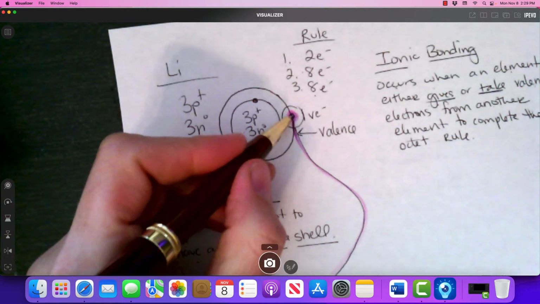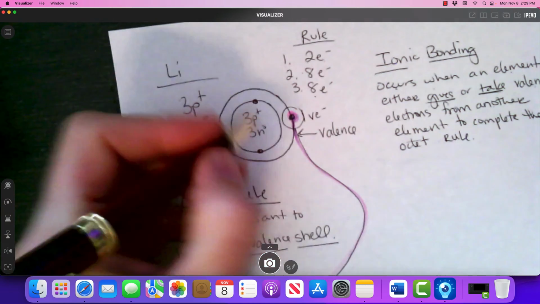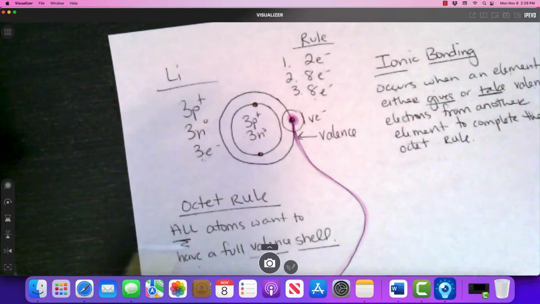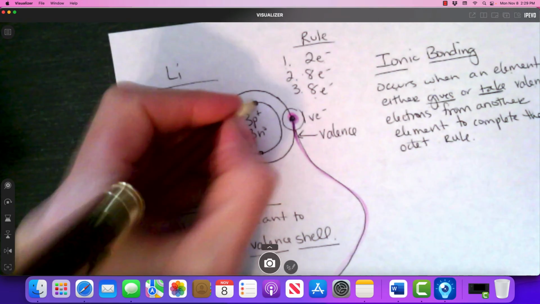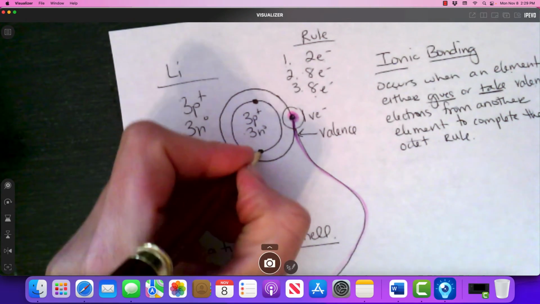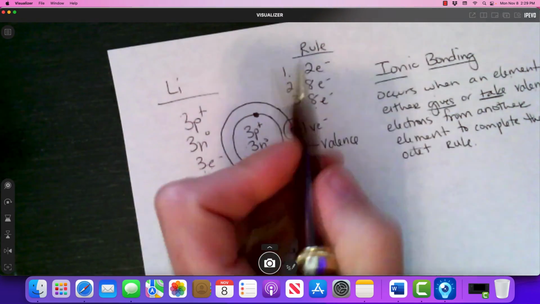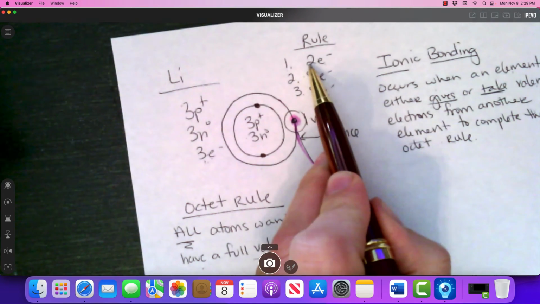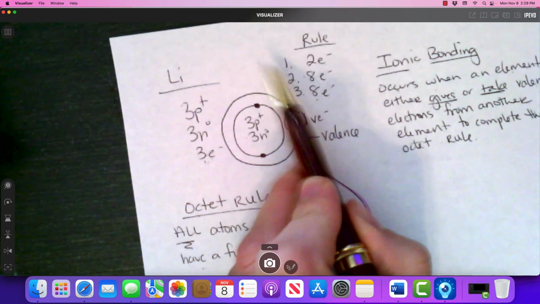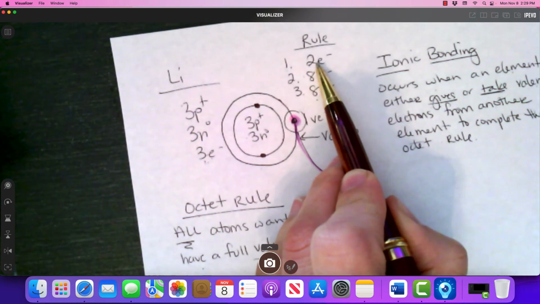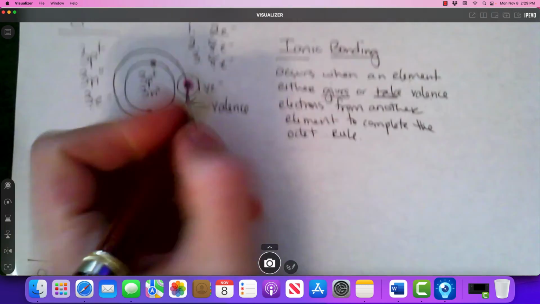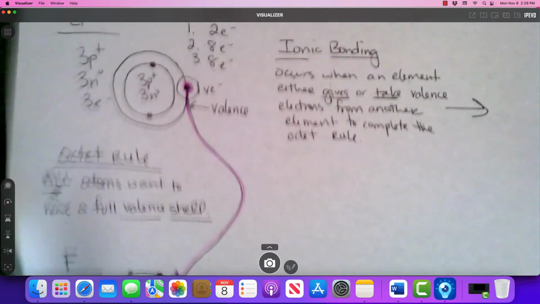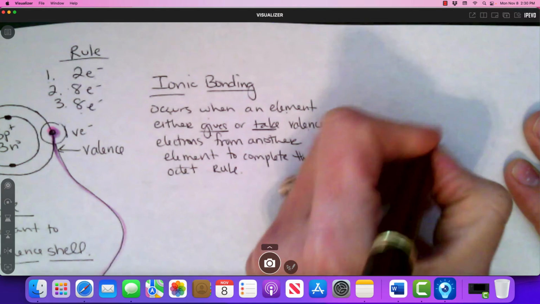What happens is when lithium gave away its valence electron, this entire ring went away. And below it, you now have 2 electrons in the lower ring. And even though it's the number 2, it still has completed its octet rule because you can only have 2 electrons in the first ring anyway, so that's perfect. So after lithium gives away its valence electrons, it's now going to look like this.